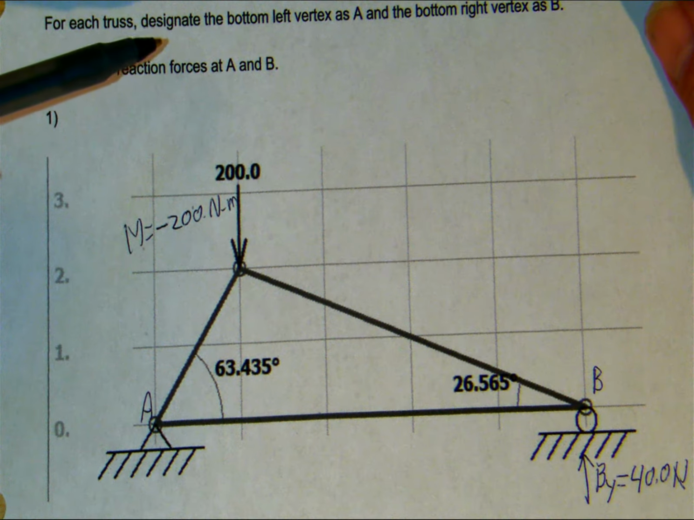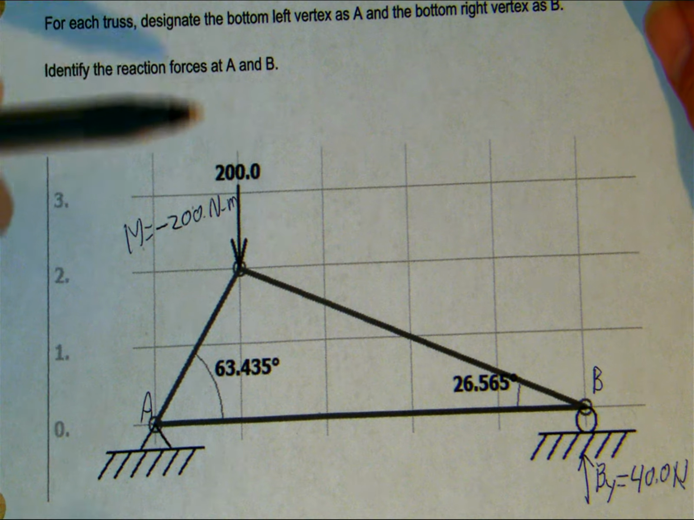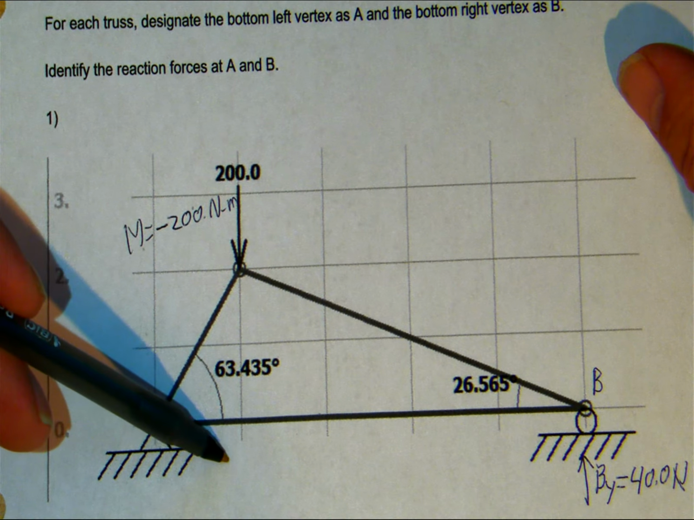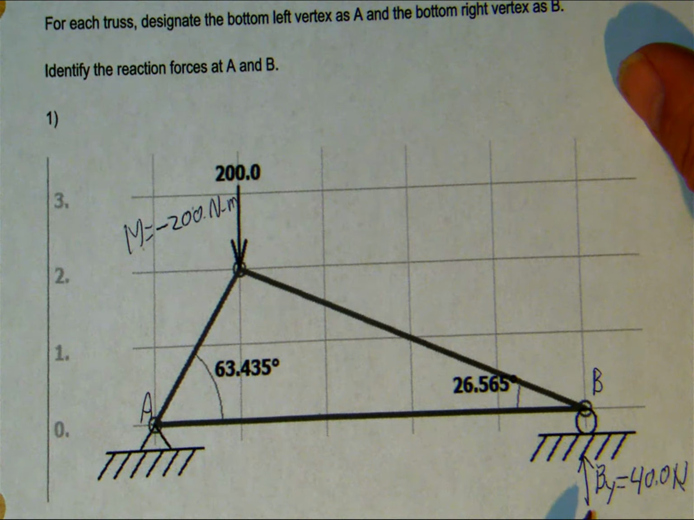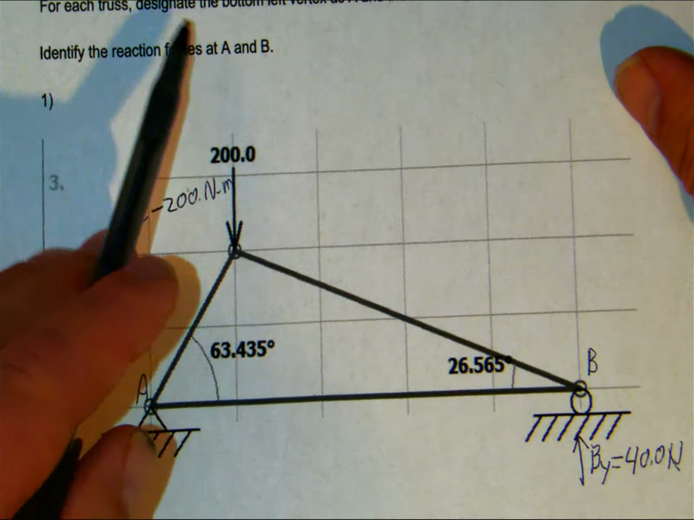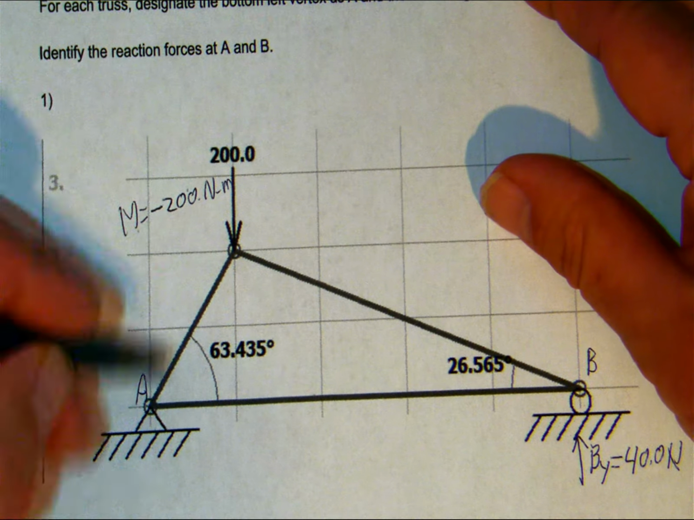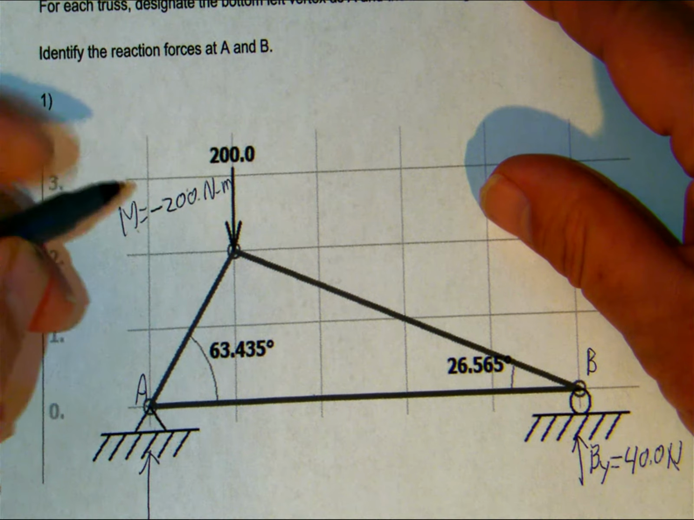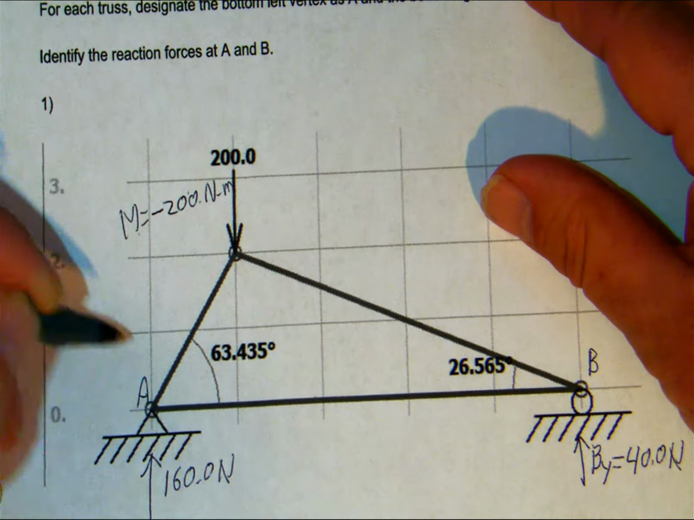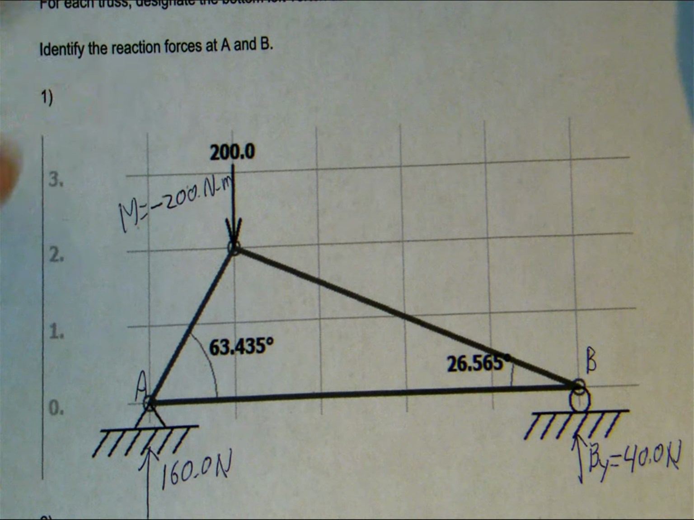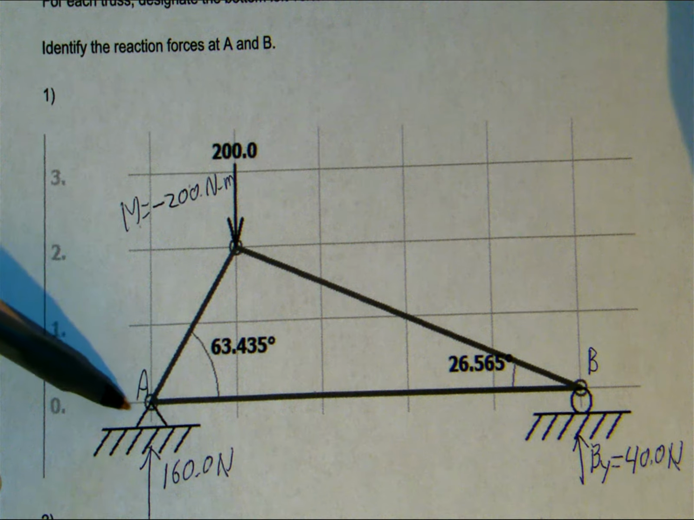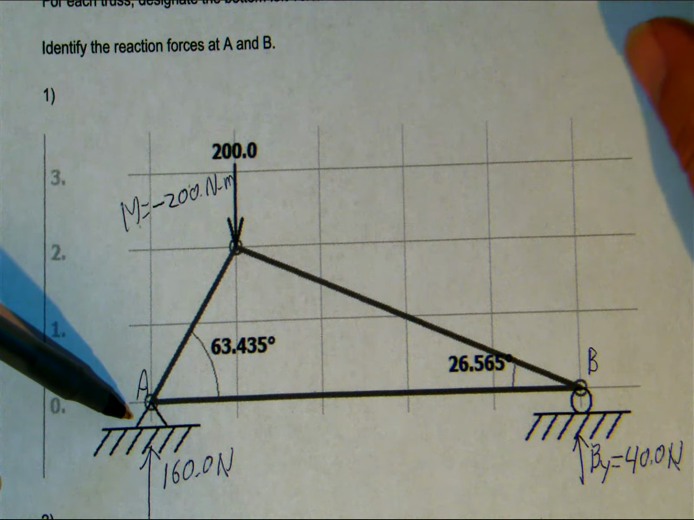Next, the sum of all the forces in the vertical direction has to add up to 0. I have 200 newtons pushing down on the structure. At point B, I have 40 newtons pushing up. 200 minus 40 means there has to be an upward reaction force at point A of 160 newtons. There were no horizontal loads being applied, so there are no horizontal reaction forces acting through point A.